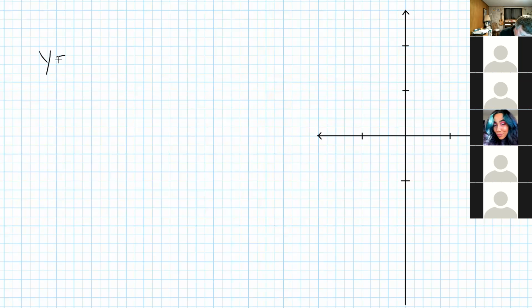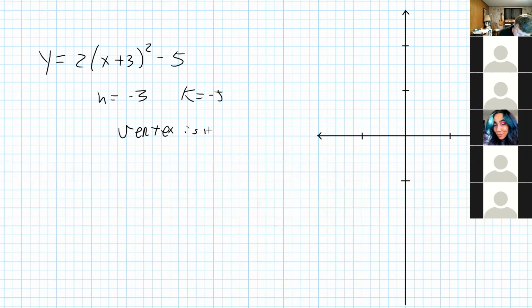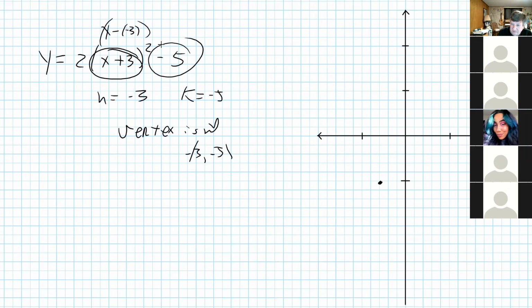Okay. Let's say I've got y equals 2 times x plus 3 squared minus 5. So h would be -3 and k would be -5. So the vertex is at -3, -5. Because this would be x minus -3. Inside, inverse, outside, obvious. It's going to be the opposite, or the inverse, of that. So -3, and then what's obvious there.